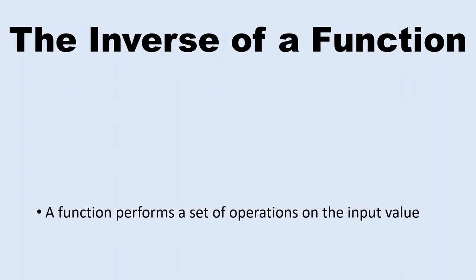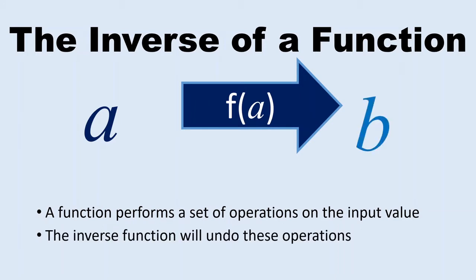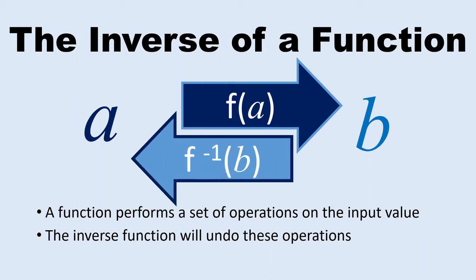What is the inverse of a function? Well, a function performs a set of operations on some given input value. So suppose I start with the value a. I put a into function f, and I get an output value. Let's call that b. The inverse function will undo these operations. So take b, put it into the inverse function, and you get a out of it. And we're back to where we started.